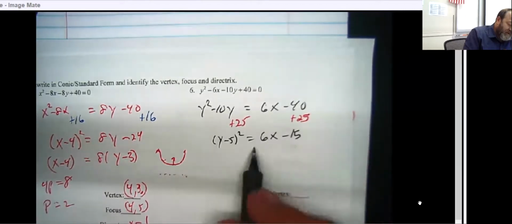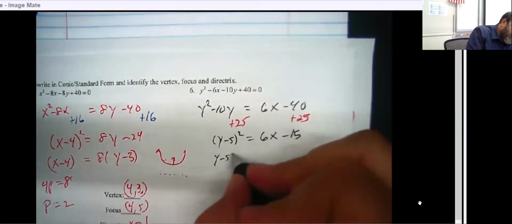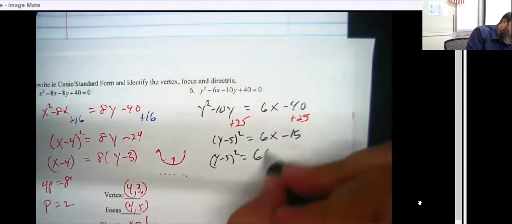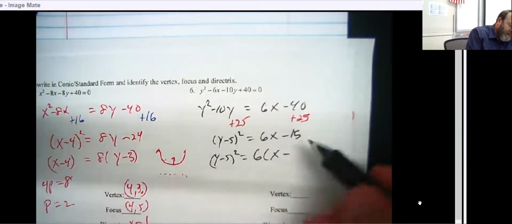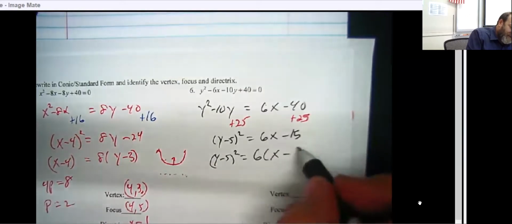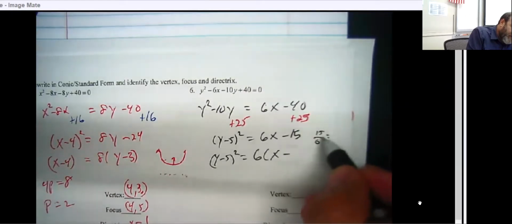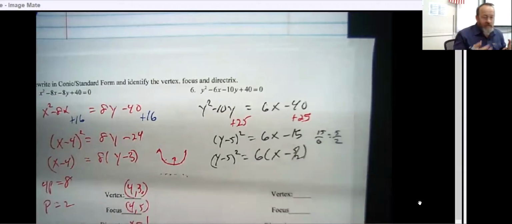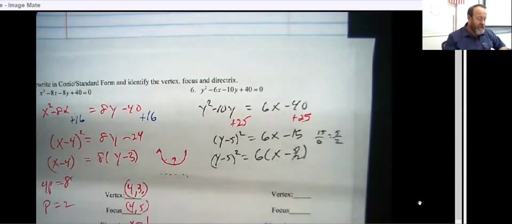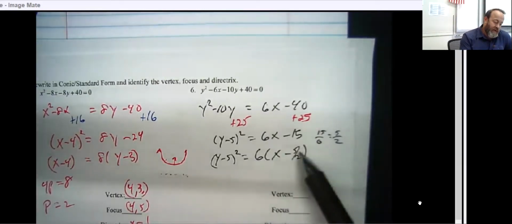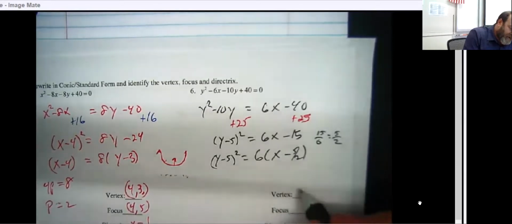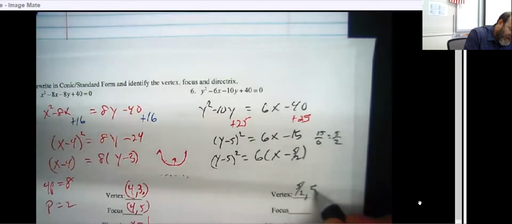Now, it turns out this is one of those things that just happens sometimes, that you don't always get perfectly pretty values. 15 divided by 6, if you factor out 15, 6, that's both divisible by 3, so that's 5 halves. So that doesn't feel good to a lot of people, but that is our vertex. 6 times 5 is 30 over 2 is 15. And so that looks like my vertex is at 5 halves, comma 5.